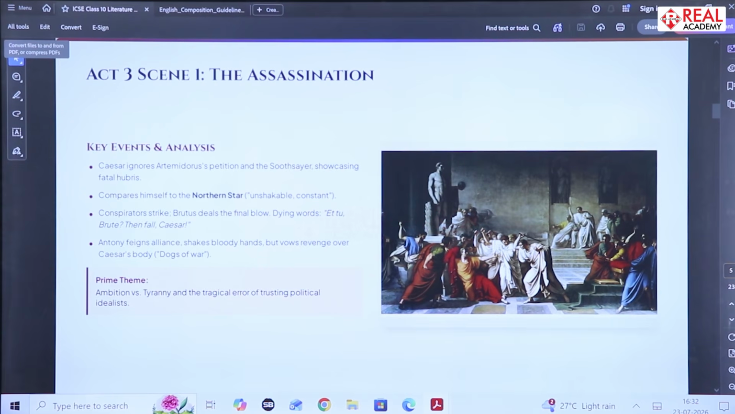Number 4, Antony feigns alliance, shakes bloody hands, but vows revenge over Caesar's body. Dogs of war. After the assassination, the conspirators proudly proclaim that Rome has been freed from tyranny. They wash their hands and swords in Caesar's blood, believing they have acted for the good of the republic and imagining that future generations will honor them as heroes.